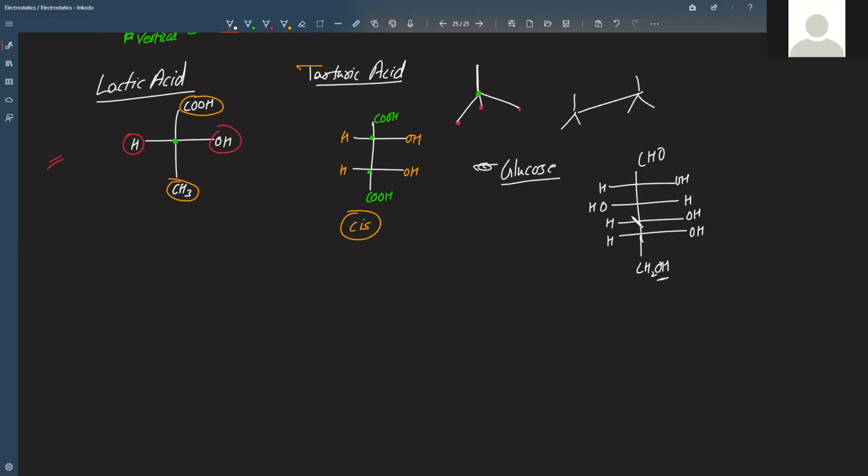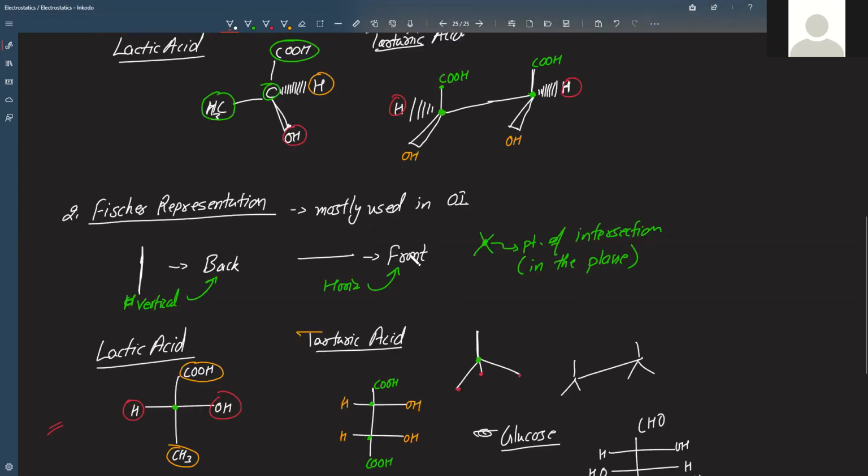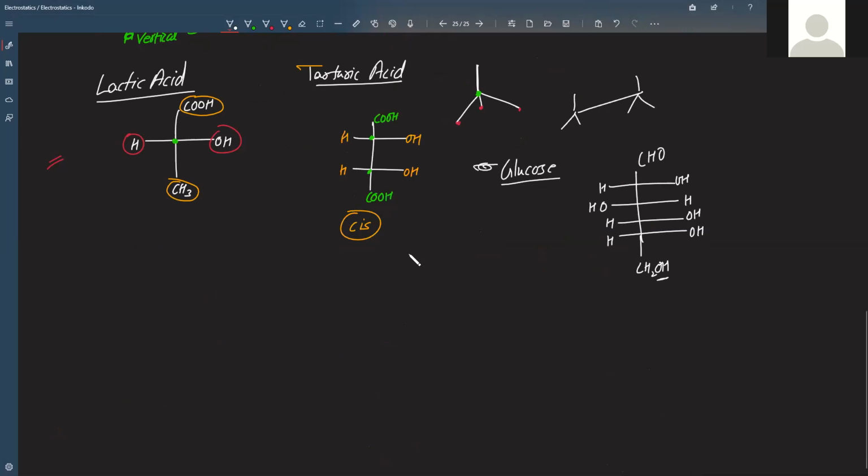Right? Okay, so that is your Fischer representation, which we will be using when we will be discussing the optical isomers. The next structure in 3D is called Newman's projection. And this is very simple. This will be used to represent mostly the conformational isomerism.